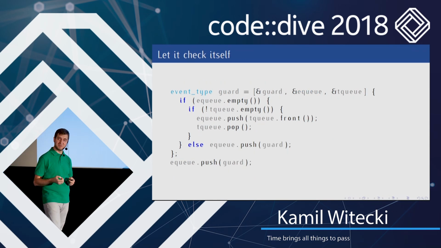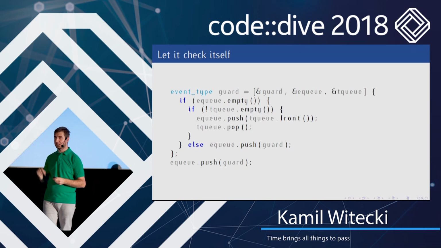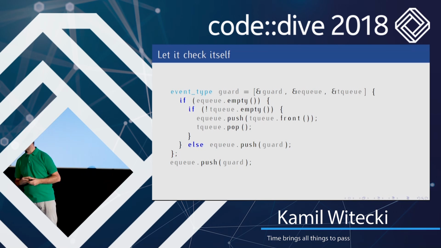Now, heavier machinery will be to force the event queue itself to check its state from inside of the event processing loop.